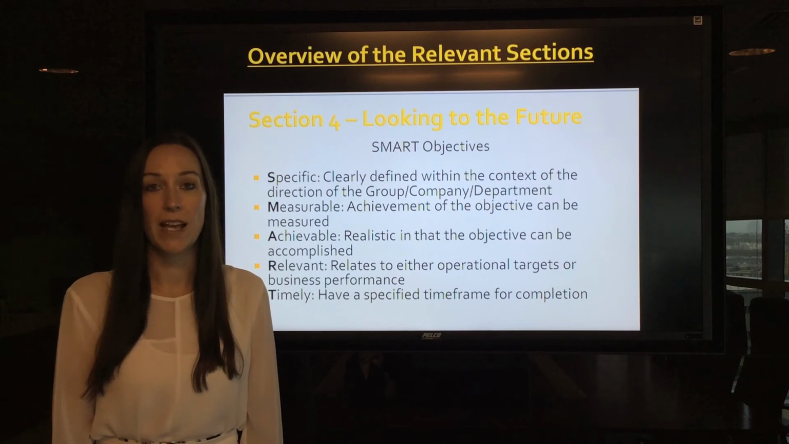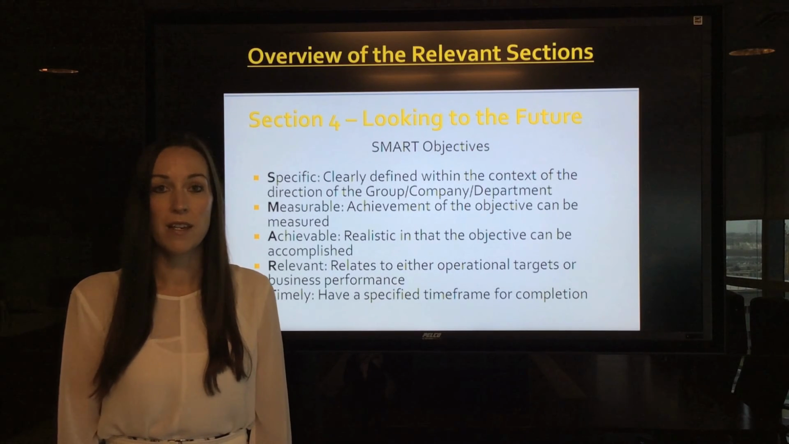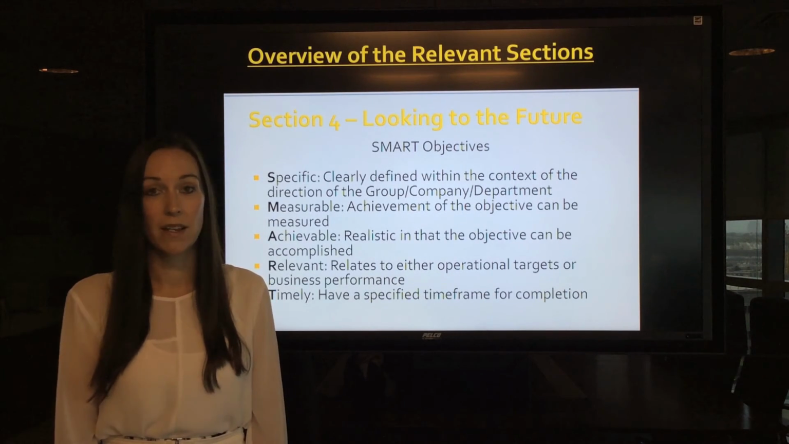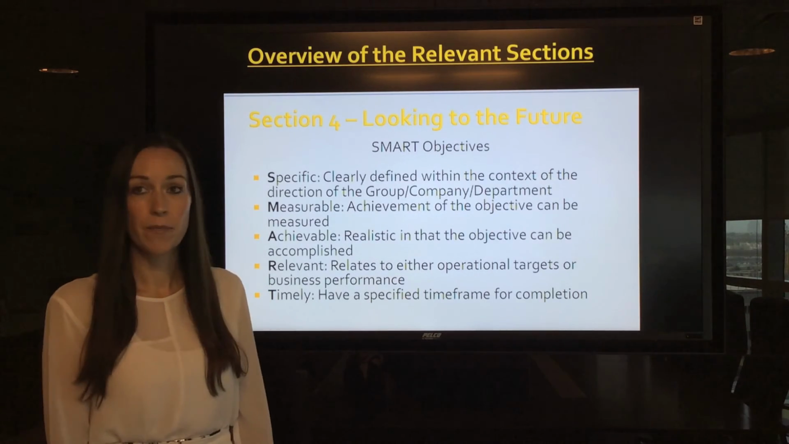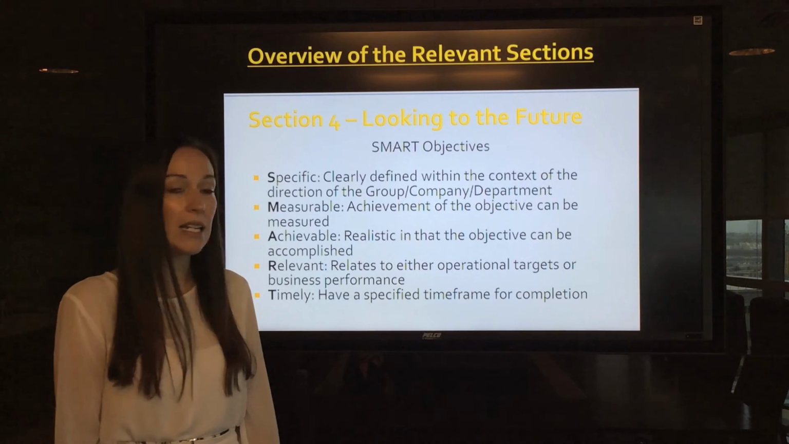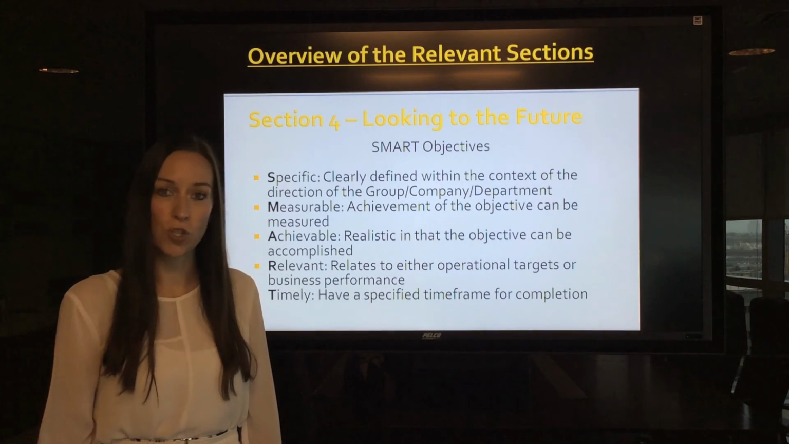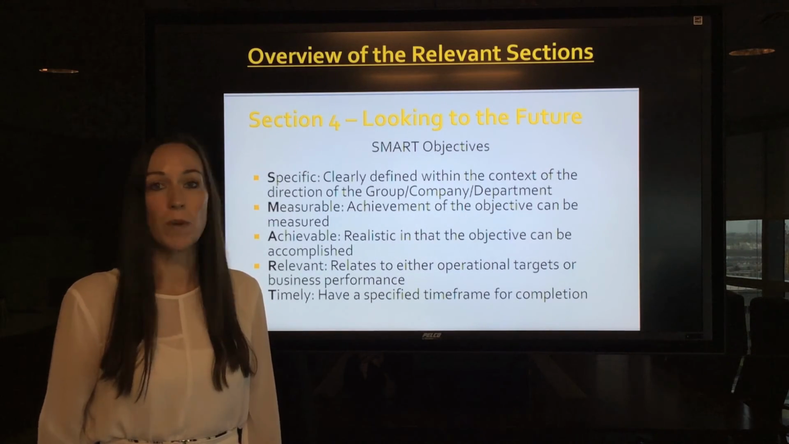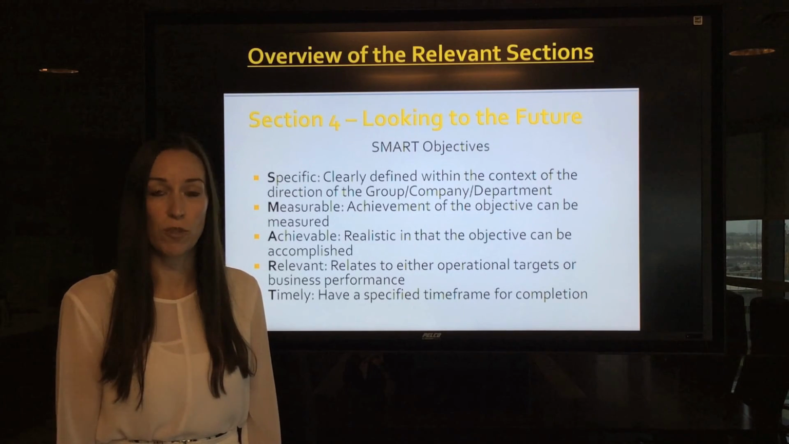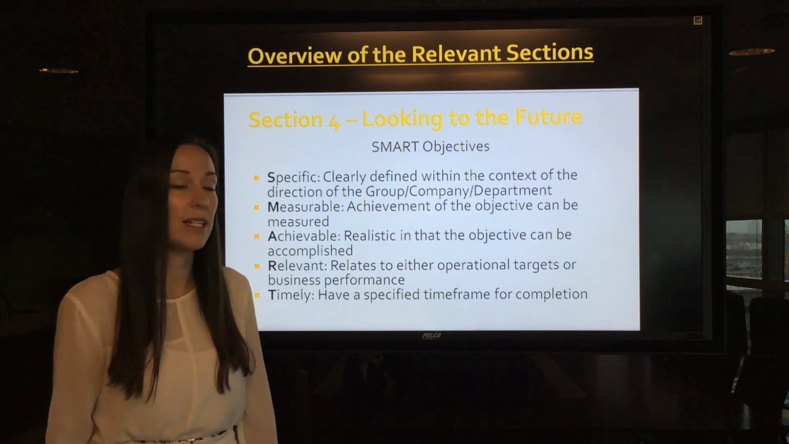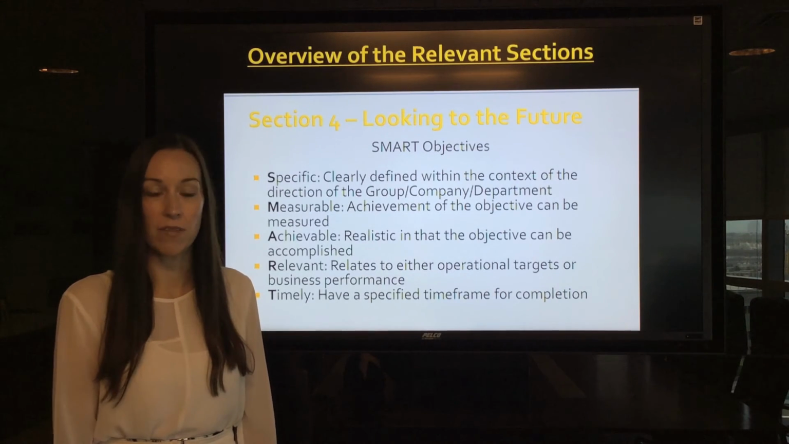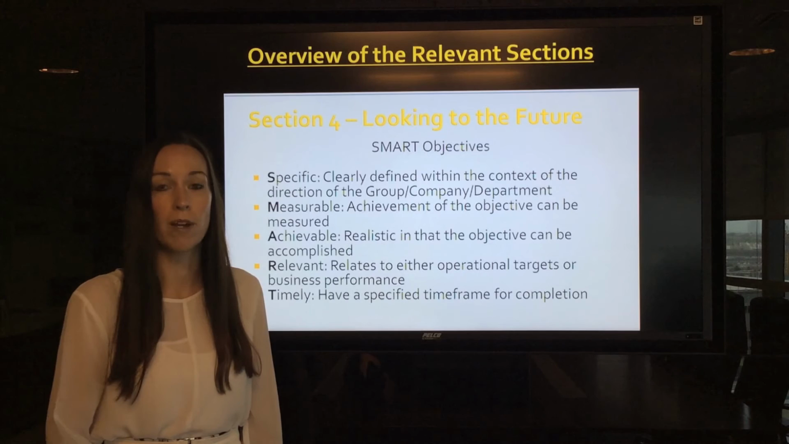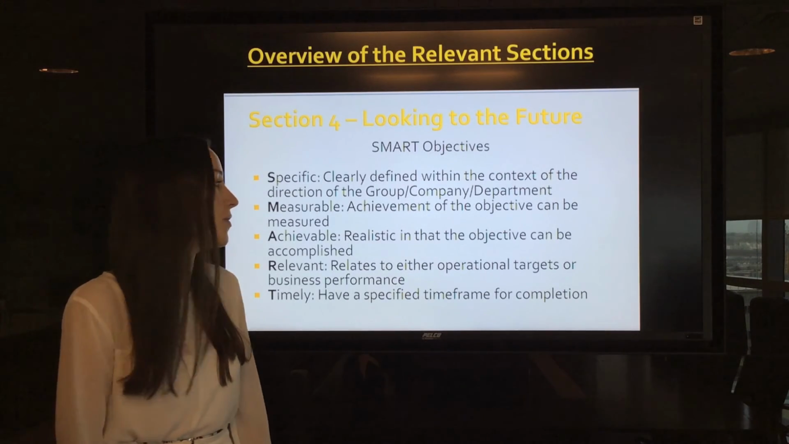Section 4 looks at setting objectives for the future. Now, these objectives need to be SMART. Now, what does SMART mean? SMART is specific, they need to be clearly defined, they cannot be generic, open-ended, or subject to misinterpretation. Okay, so they need to be very, very clearly defined. They need to be measurable. How are you going to measure the objective? Over which time frame? What factors are involved in the measurement process?